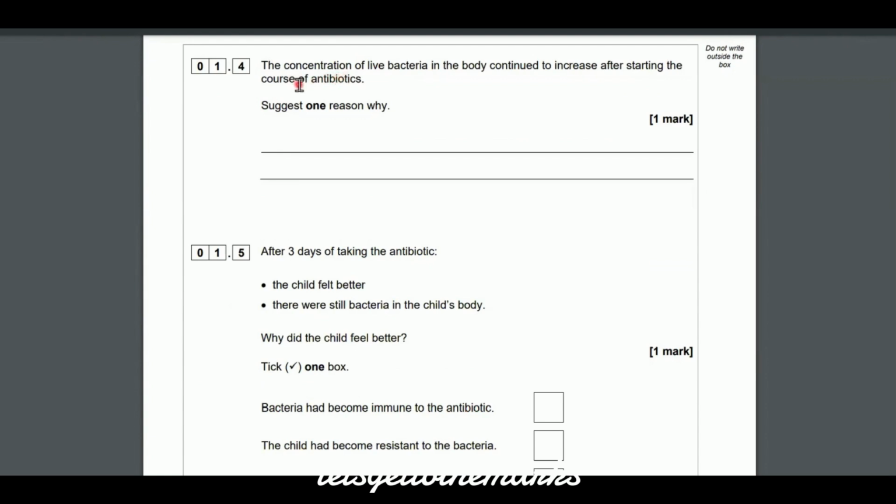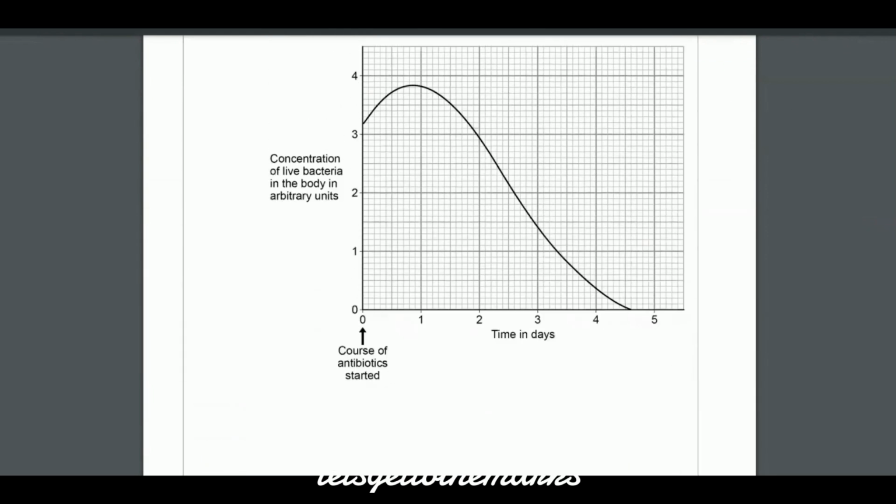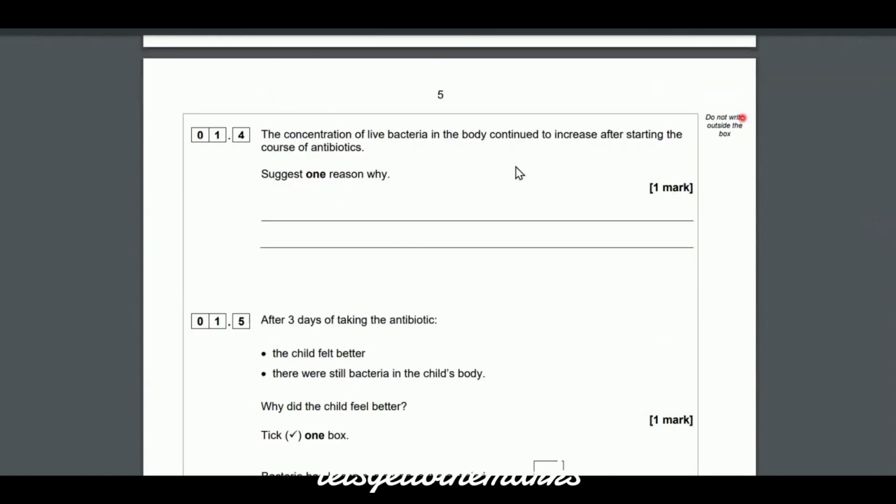1.5, the concentration of live bacteria in the body continued to increase after starting the antibiotics. So that's a bit unusual, isn't it? You just started to take some medicine to kill the bacteria, but for the first half a day, or for the whole first day, you're still getting more bacteria. Why is that? Any sensible suggestion will do here. It takes time for the antibiotics to work.